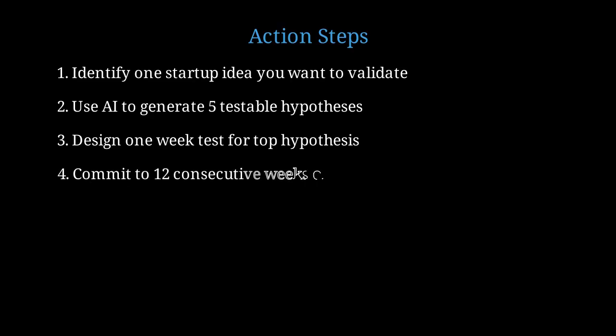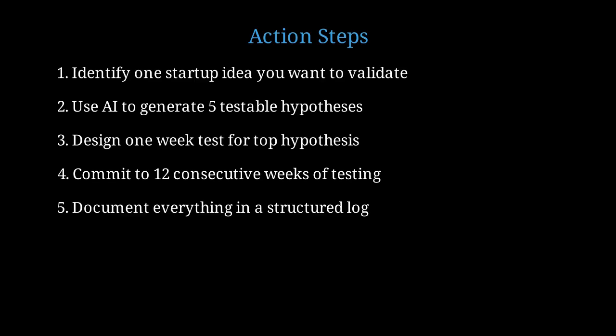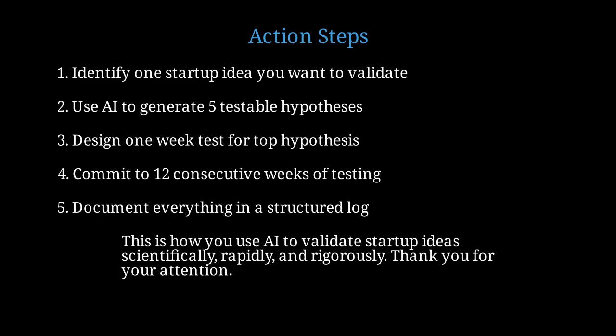Step 4. Commit to 12 consecutive weeks of testing. This is your validation sprint. No matter what, you run 1 test per week for 12 weeks. Step 5. Document everything. Keep a structured log of each hypothesis, test design, results, and pivot decisions. This becomes your proprietary dataset for future AI-assisted optimization. This is how you use AI to validate startup ideas scientifically, rapidly, and rigorously.